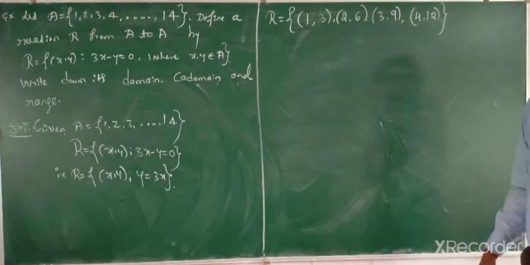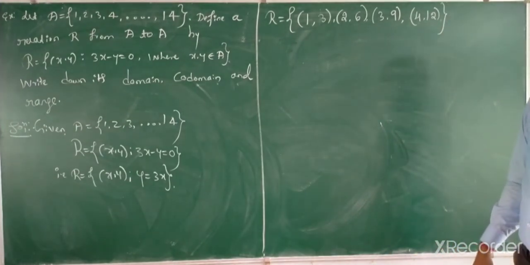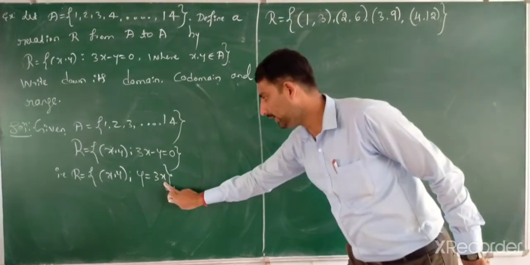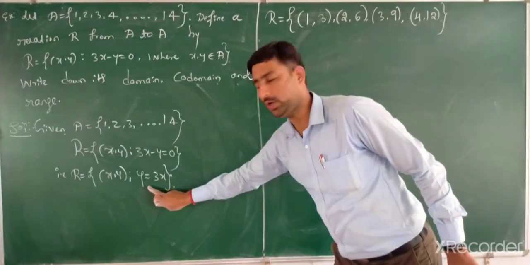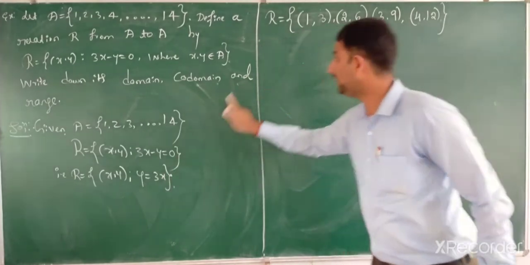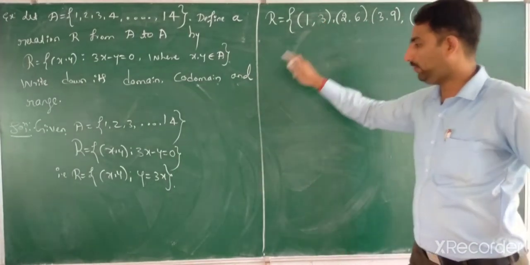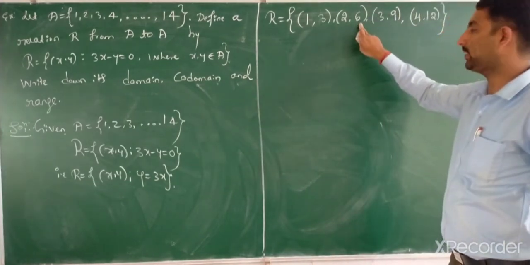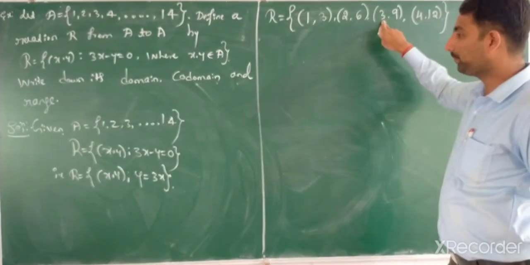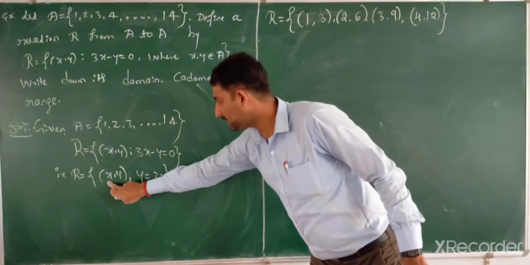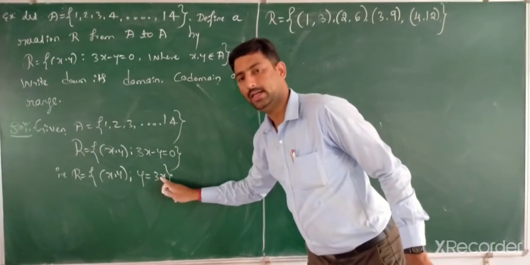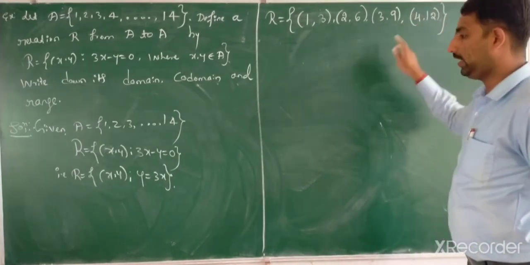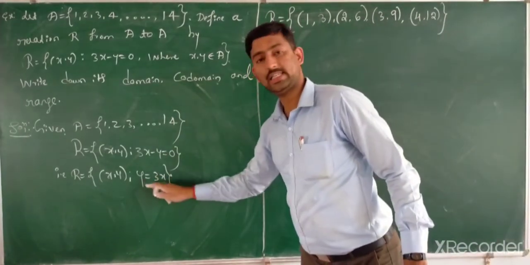Dear students, why are we not taking all the values? Here if x is 1, y is equal to 3 into 1, which is 3. If x is 2, 3 into 2 becomes 6, (2, 6). If x is 3, y becomes 9. If it is x 4, y is 12.